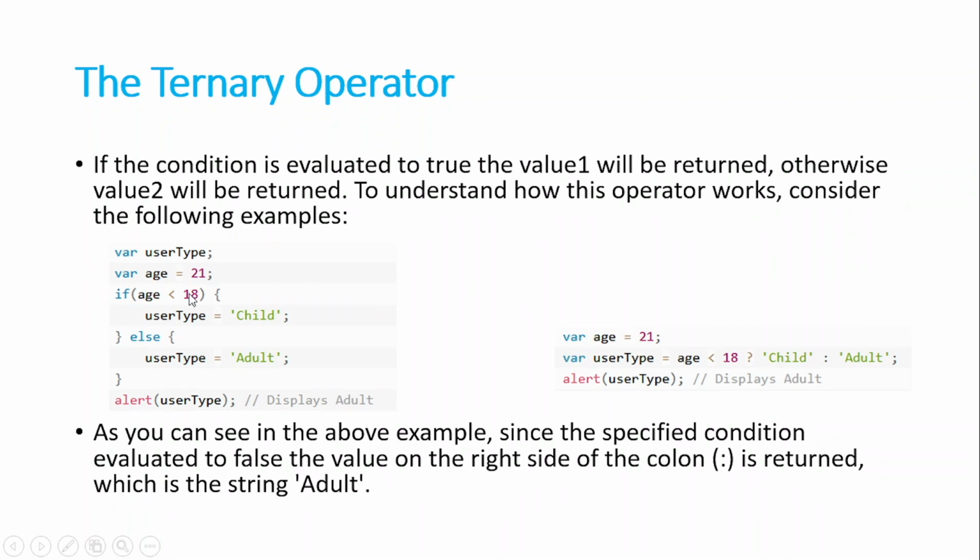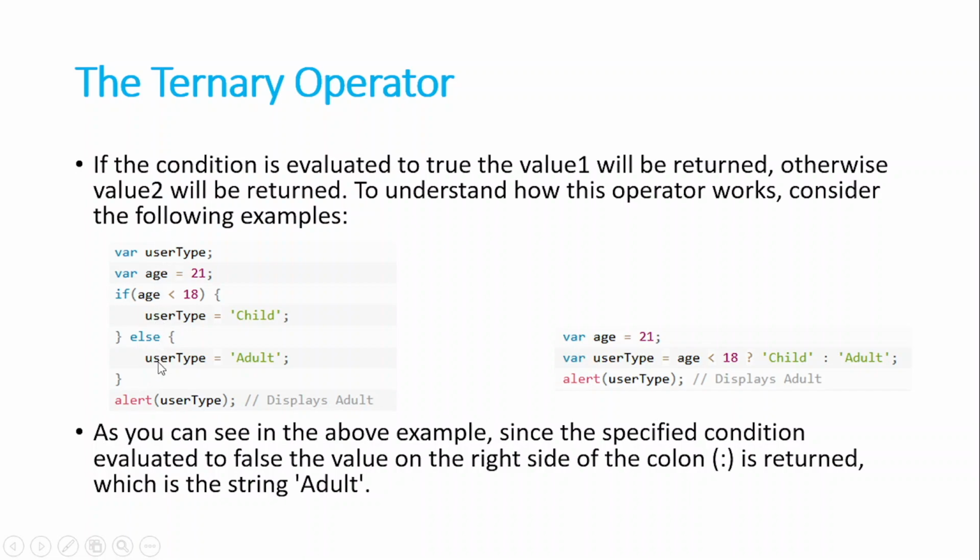We can see here that if you want to check if the age is less than 18, then you want to set the user type variable to child. Otherwise you want to set the user type as adult, because if it is not less than 18, then definitely it is greater than or equal to 18, so it will be adult, right? Then it is just alerting after this condition executes. So this is fine, this way you can do this.